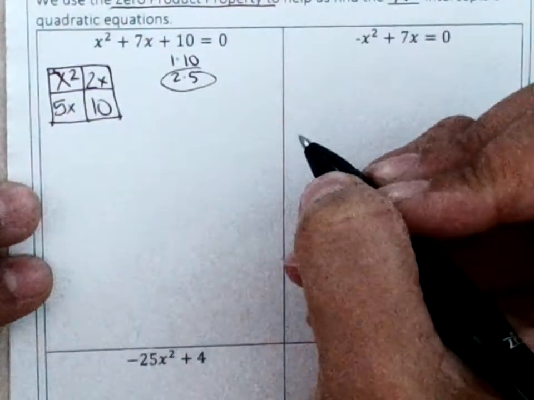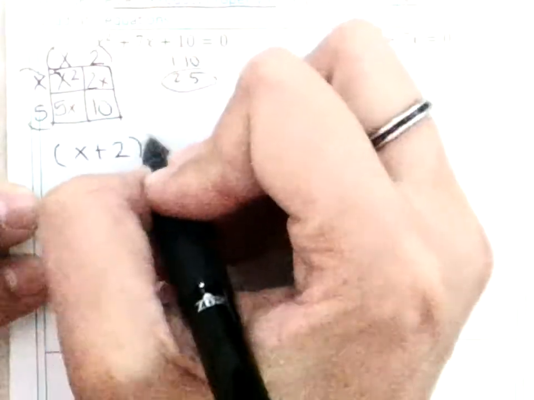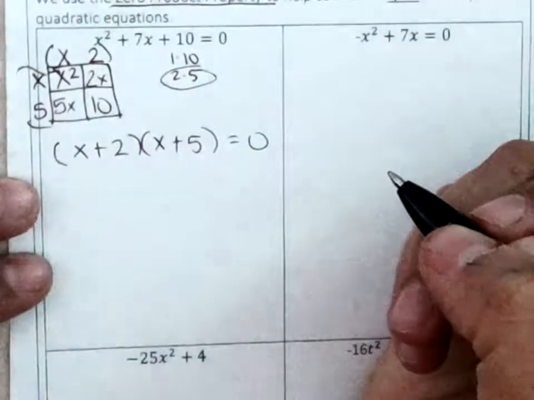I'm now going to factor each column and row. The greatest common factor is x. The greatest common factor is 2. The greatest common factor is x. And the greatest common factor is 5. So this means our factors for this quadratic are x plus 2 and x plus 5.